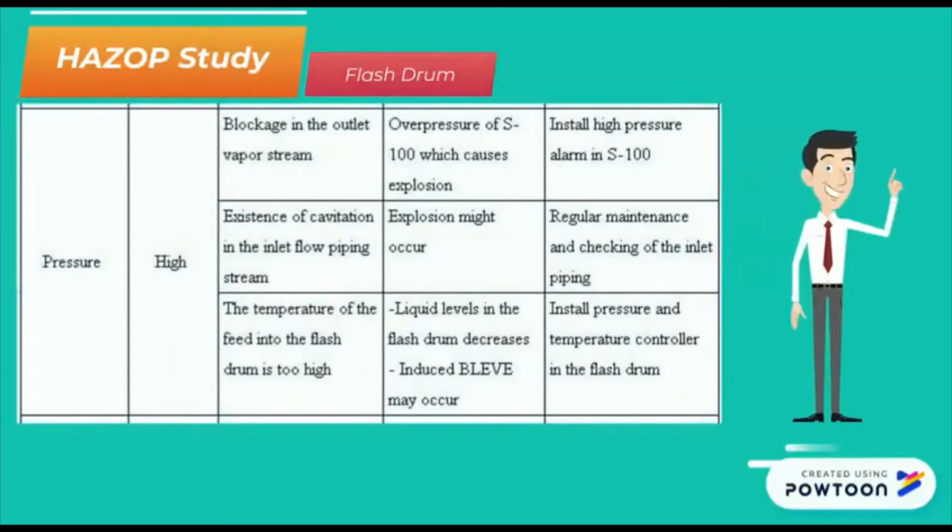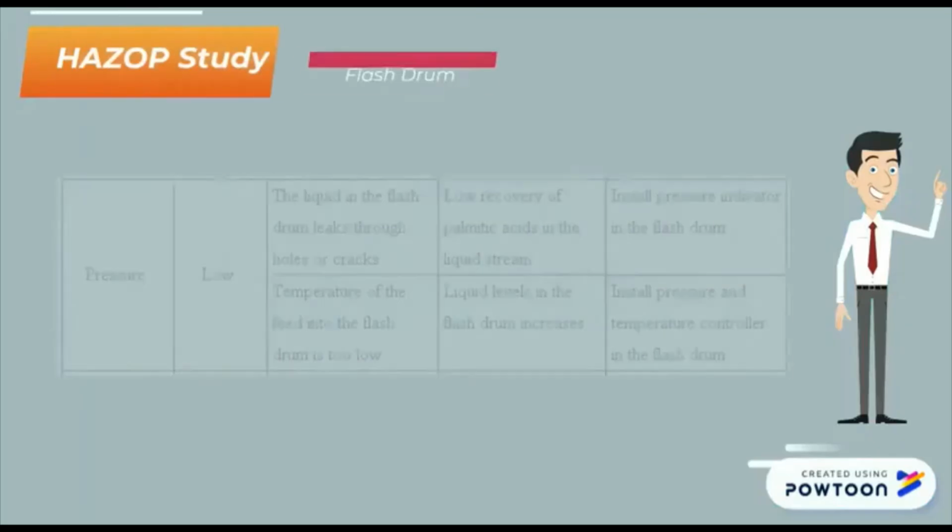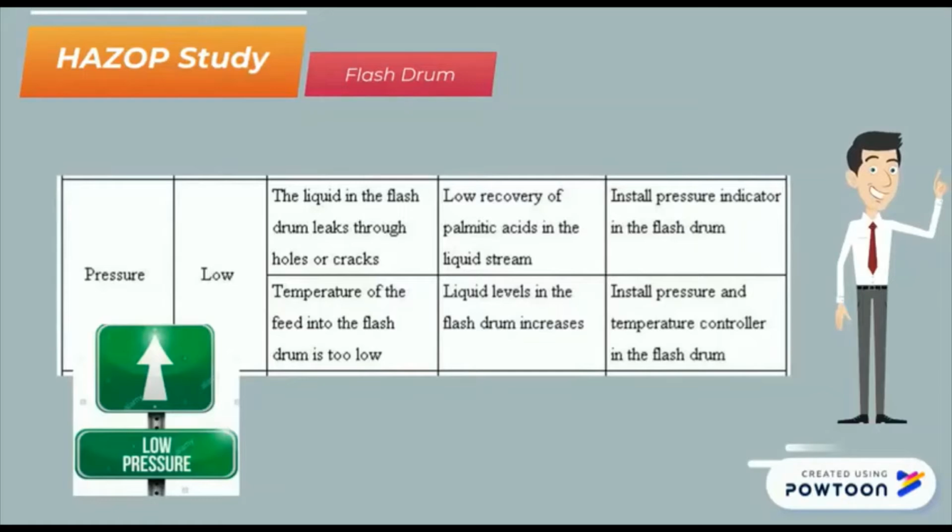High pressure. Possible causes: blockage in the outlet, existence of cavitation, and high temperature. Possible consequences: overpressure, explosion, liquid level decreases, and induced BLEVE. Actions required are installing a high pressure alarm, regular maintenance, and installing a pressure and temperature controller. Low pressure. Possible causes: leakage of liquid, low temperature of feed. Possible consequences: low recovery and increase of liquid level. Action required is installing a pressure indicator and installing a pressure and temperature controller.